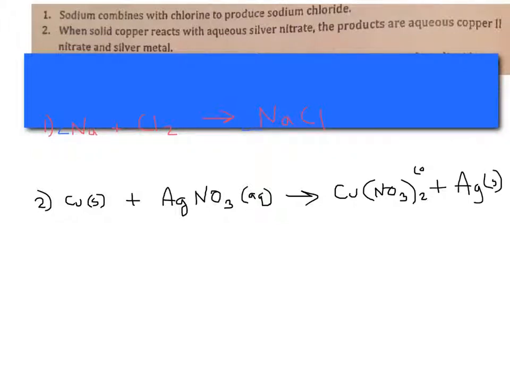So this one's aqueous right here. Sorry about that. Right, so now we go through and start balancing. We have 1 copper on the left, 1 copper on the right, 1 silver on the left, 1 silver on the right, 1 nitrate on the left, but 2 nitrates. That's one thing we should probably talk about.